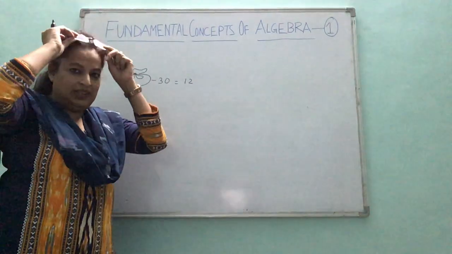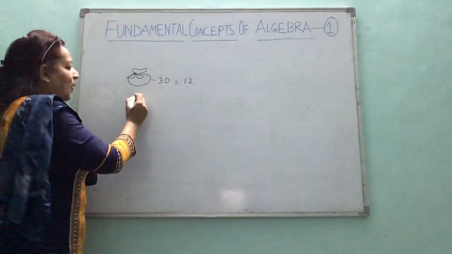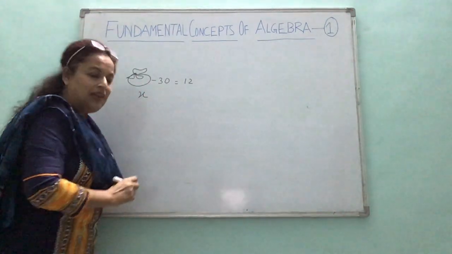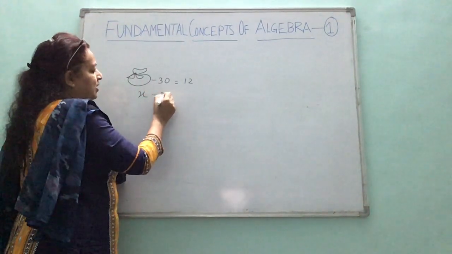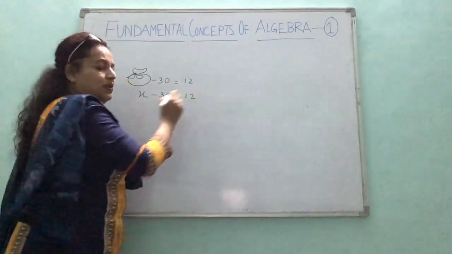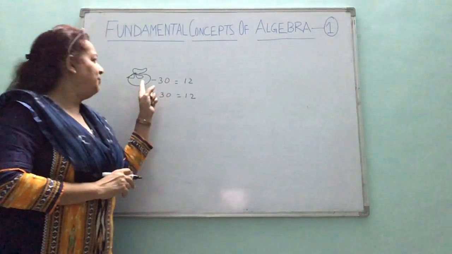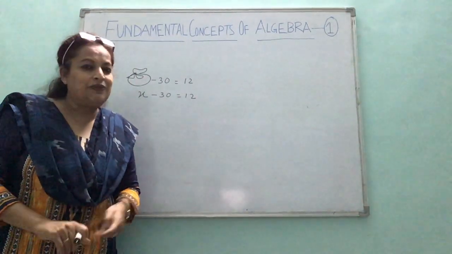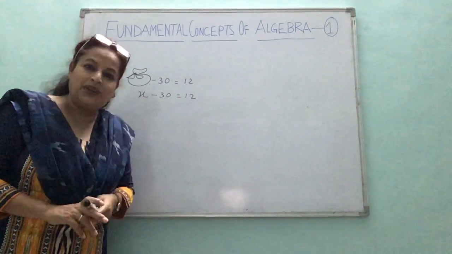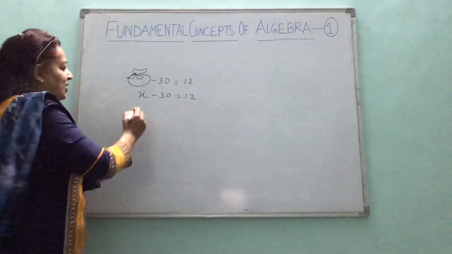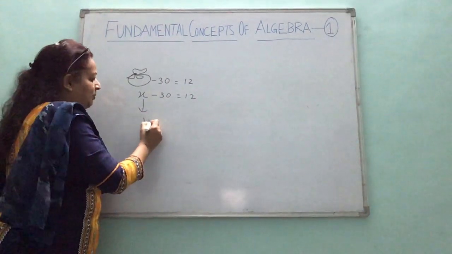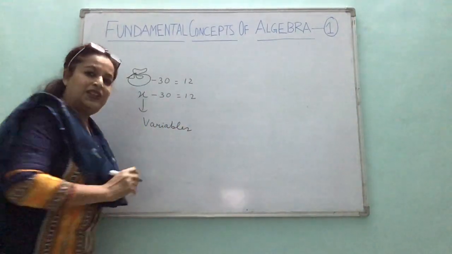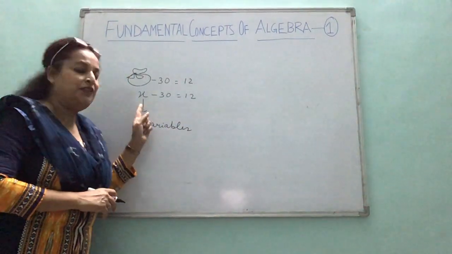So I can say let the number of sweets be X. Now from that I have taken 30 sweets, then it is equal to 12. So I am here representing the number of sweets in the bag in the form of an alphabet. So when I am using these alphabets to represent numbers, those are called variables or literals, because in different situations this X would have different values.